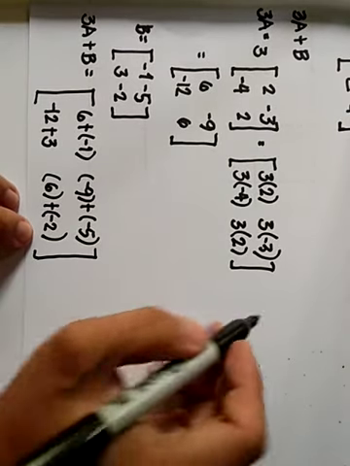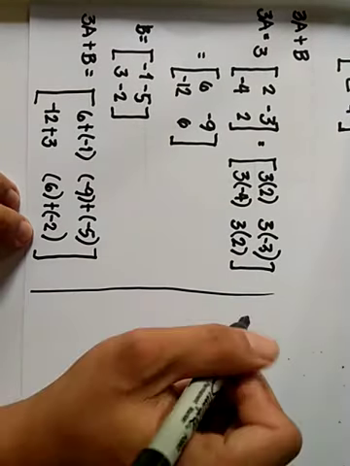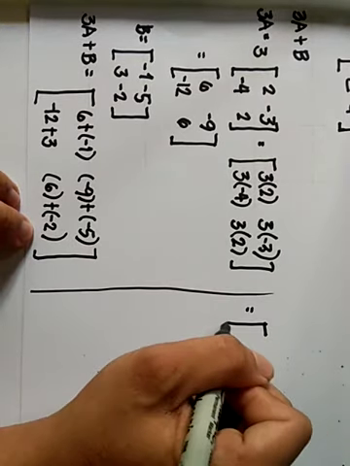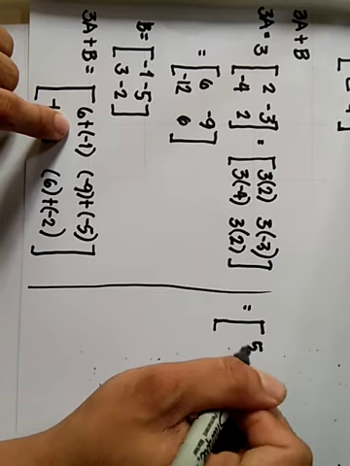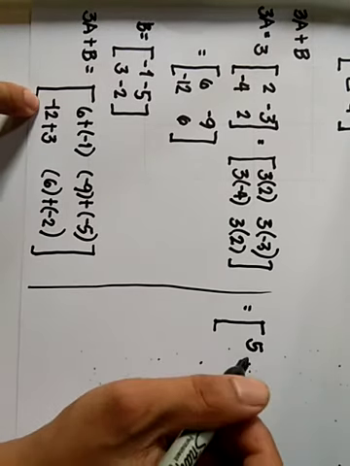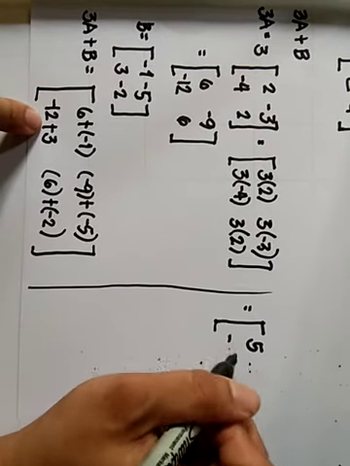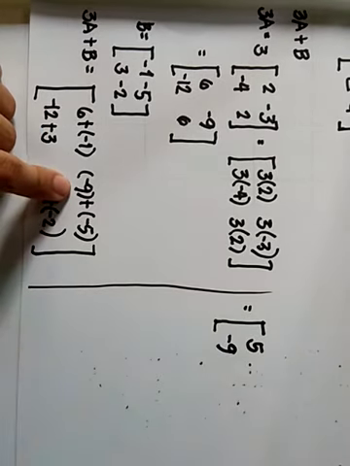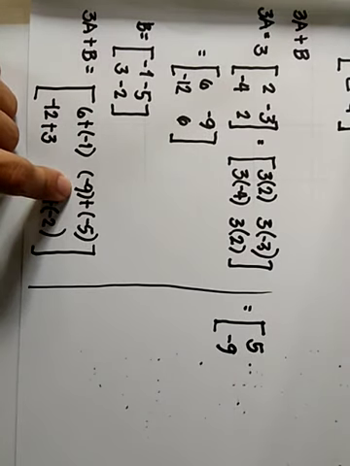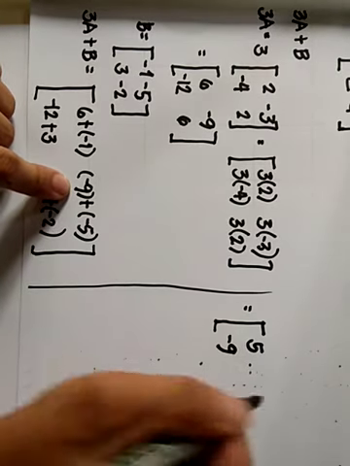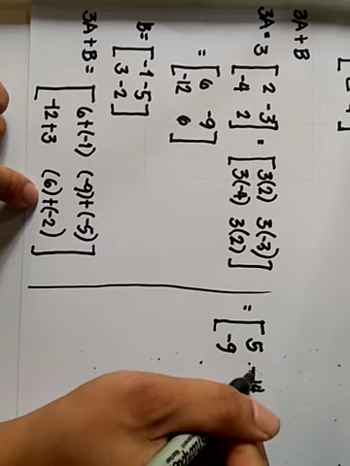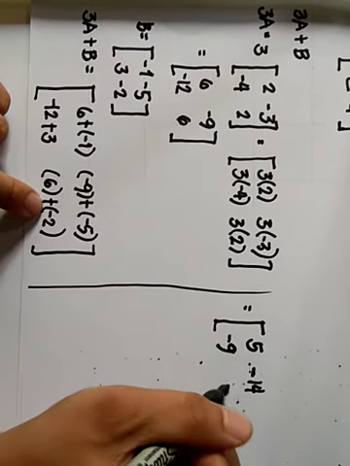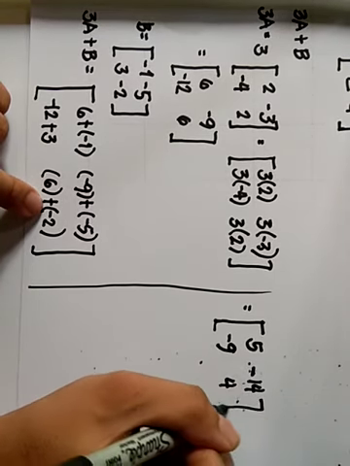So isa-sum up na lang natin siya. So we will have 6 plus negative 1 is 5. Negative 12 plus 3, this is negative 9. Negative 9, and then we will add negative 5, we will have negative 14, and 6 plus negative 2 is 4.